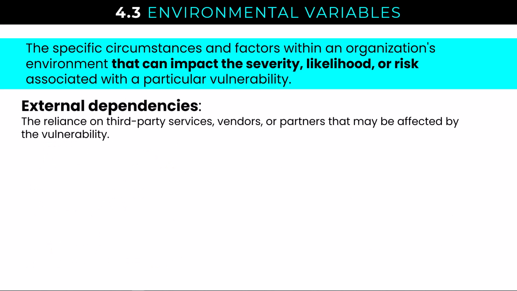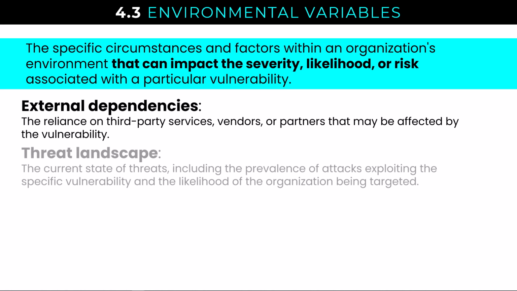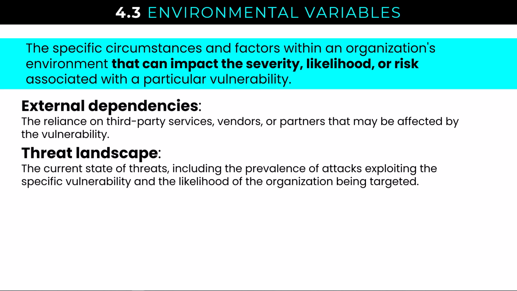Continuing down the list, we have external dependency, so reliance on third-party services, vendors, or partners that may be affected by a vulnerability. The threat landscape, the current state of threats, including the prevalence of attacks exploiting the specific vulnerability and the likelihood of the organization being targeted. So if we have information from one of our threat intelligence feeds that tells us that the current version of a specific software package we're using is vulnerable to a threat that is being actively exploited, we're going to have our guard up.